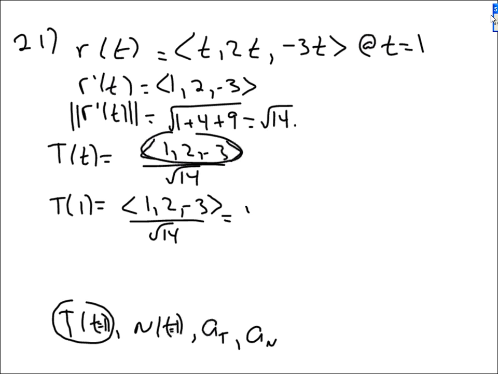If you prefer, you can write the understood 1 over square root of 14 as square root of 14 over 14 times the vector 1, 2, negative 3. So I found T of 1. Now we want to find N. Let's find N of t.